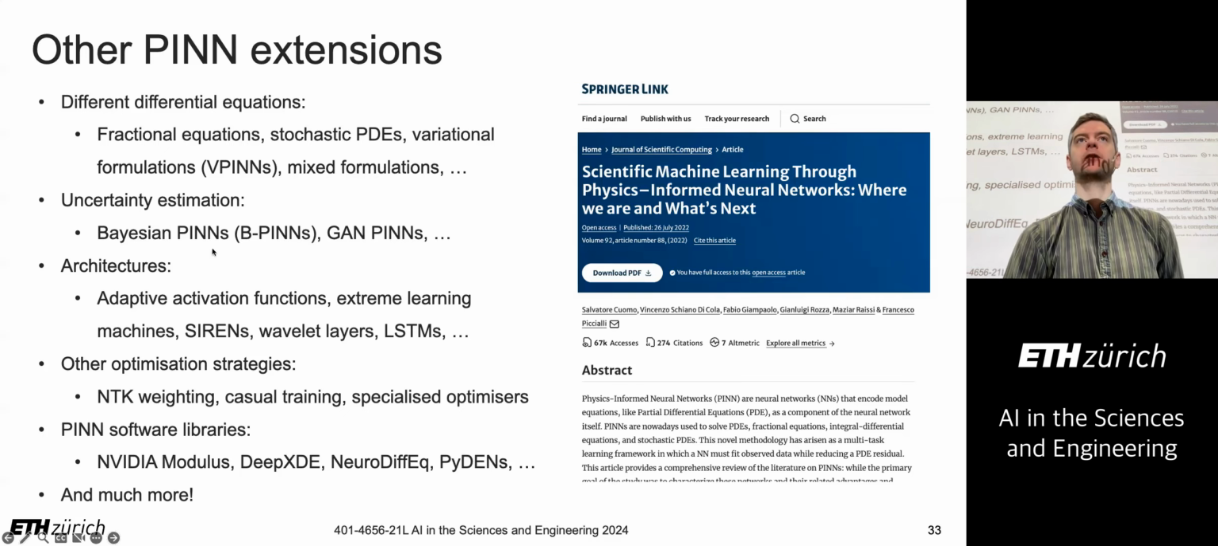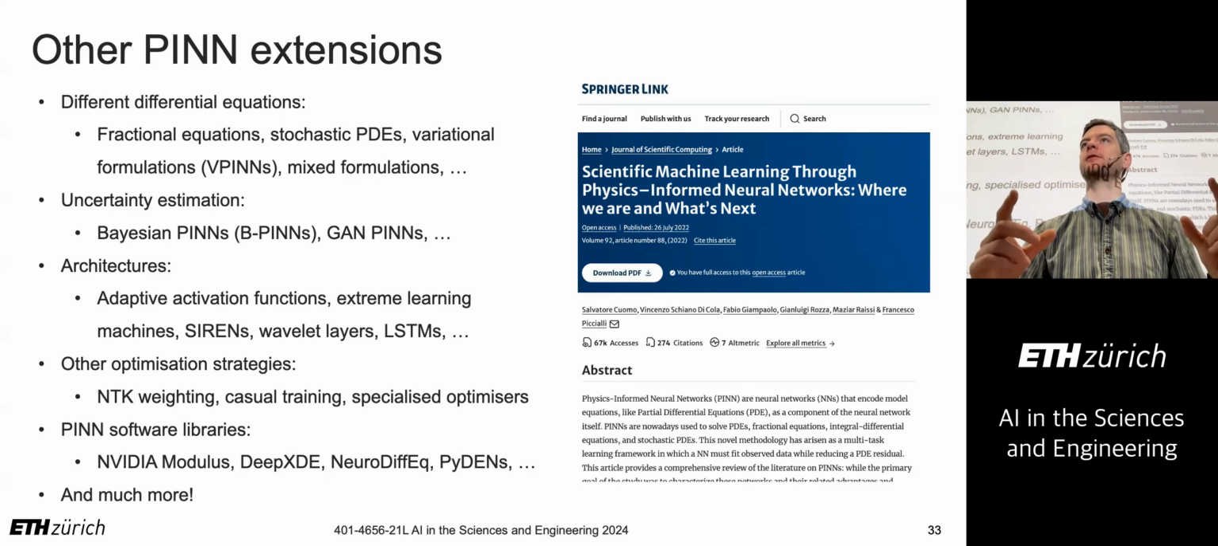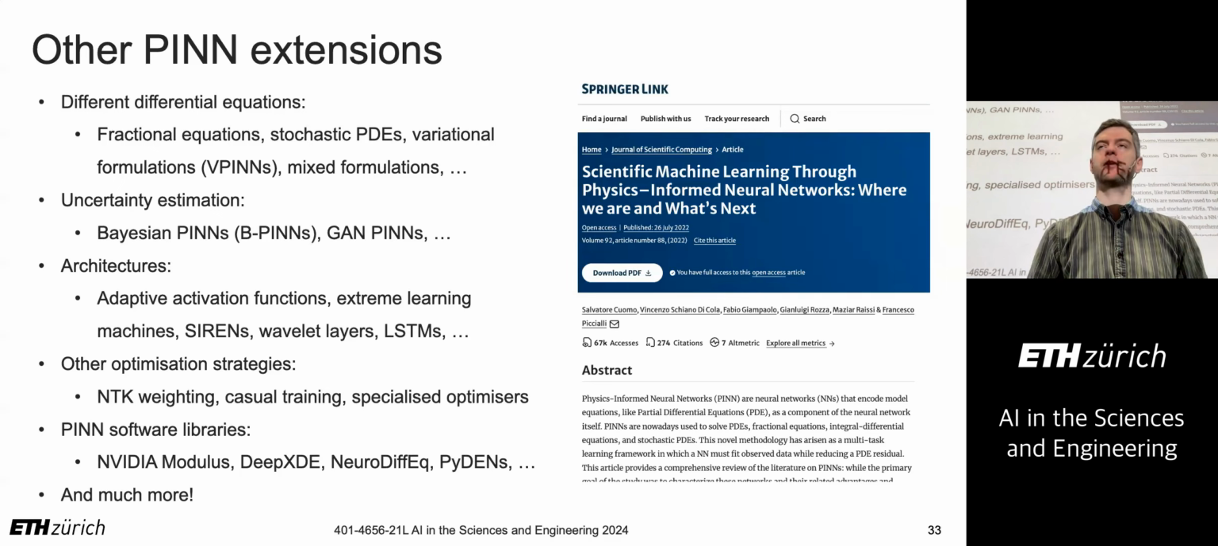Another thing to do is to incorporate uncertainty estimation when you're training the PINNs. So, for example, when we're doing inverse problems with PINNs, can we learn the distribution of possible parameters given the observations that we have, rather than just guess a single point value of what that parameter is? So there are Bayesian PINNs, there's GAN PINNs, etc.